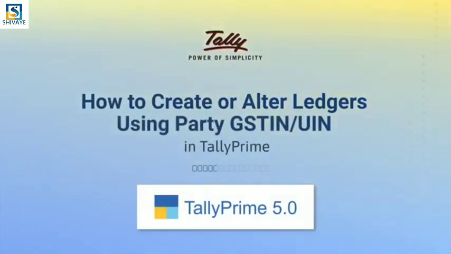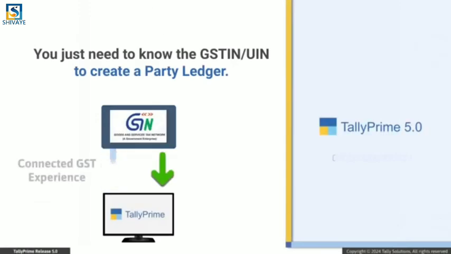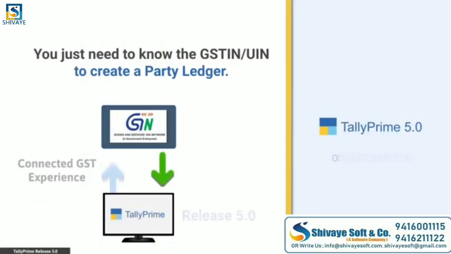In this video, you will learn the process of creating or altering party ledgers using GSTN UIN in Tally Prime. With the connected GST experience introduced in Tally Prime Release 5.0, you can create a party ledger quicker than ever. All you need to have is the GSTN or UIN of the party. Just enter it and you get all the information that you can copy to the ledger.